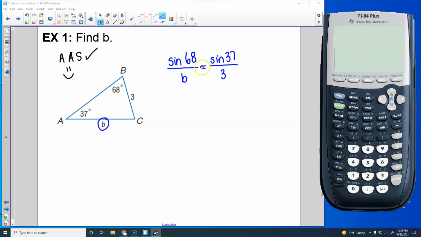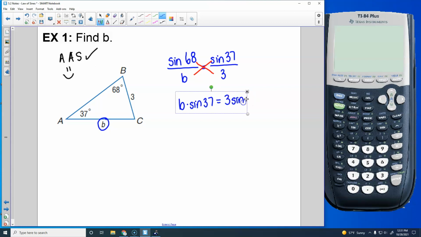So if we want to solve it, the quickest way to solve a proportion in most cases is to cross multiply. So when we cross multiply, it doesn't matter which part comes first. I usually try to put the part with the variable first. So B times sine of 37 is going to equal 3 times sine of 68. You could write that the other way around, 3 sine 68 equals B sine 37. That'd be fine there. And if we're wanting to get this B right here by itself, what should we do?